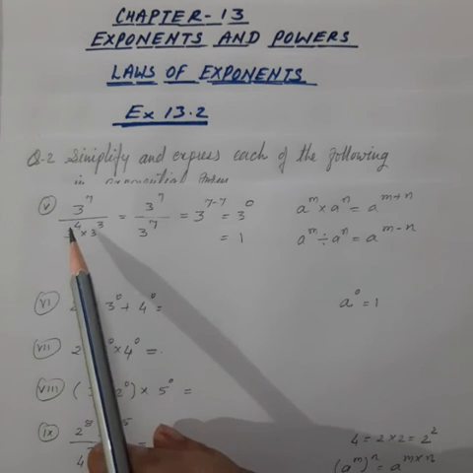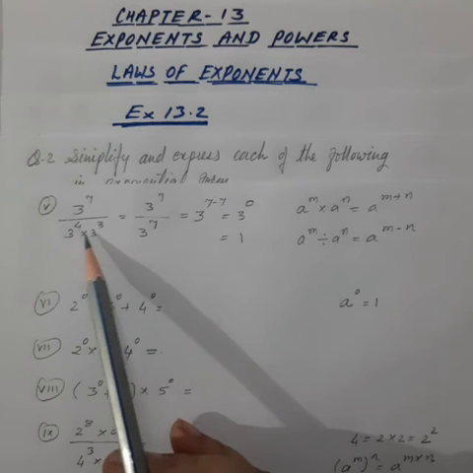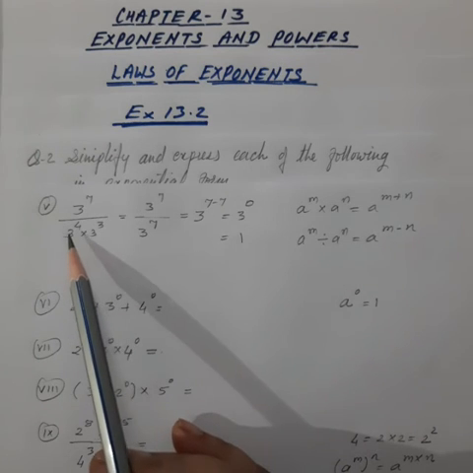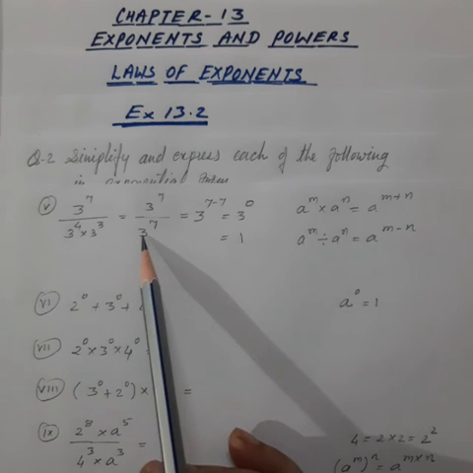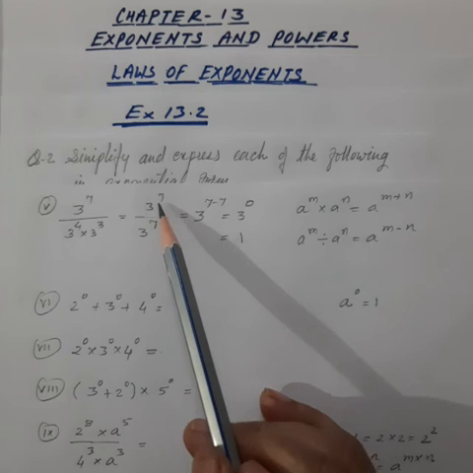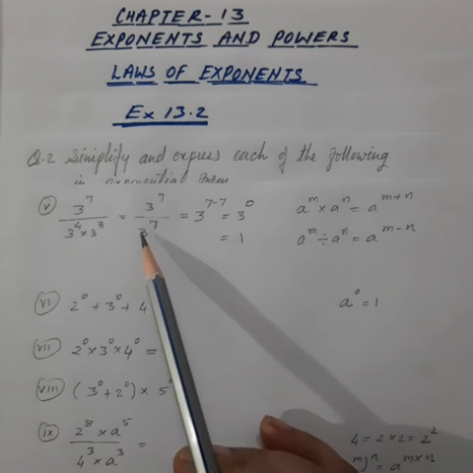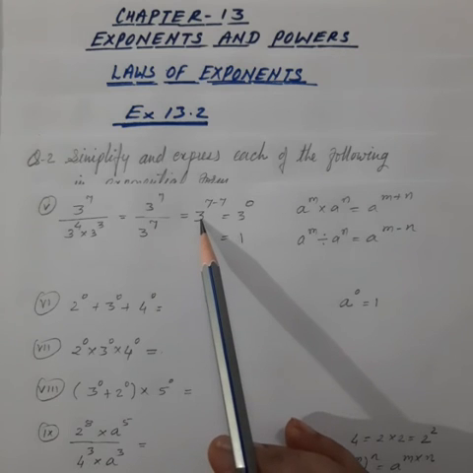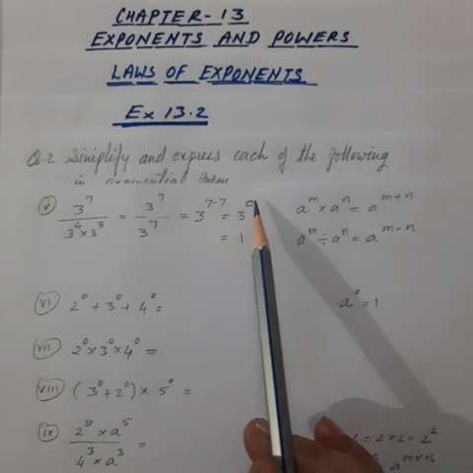In this question the bases of all the numbers are same, 3, and in the denominator it is the multiplication of two numbers with same bases. So take the base common and add the powers. 4 plus 3 is 7. Now here it is the division of two numbers with same base. So take the same base common and subtract the powers. 7 minus 7 is 0.